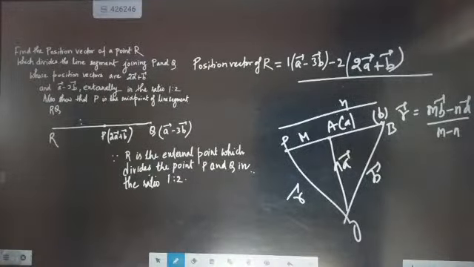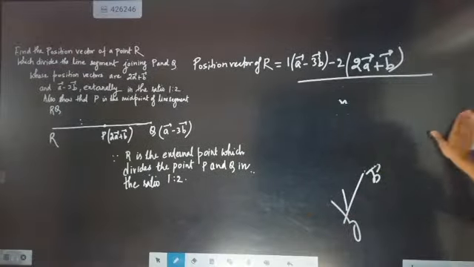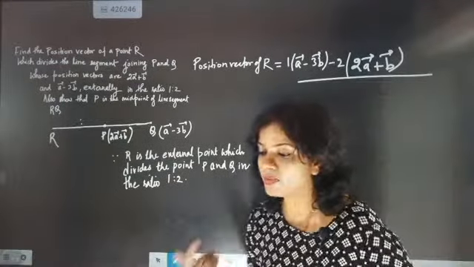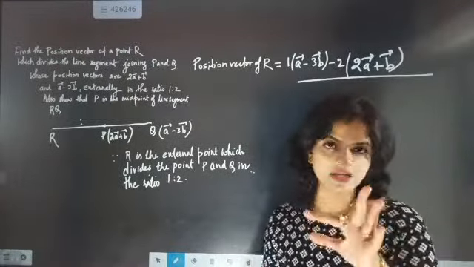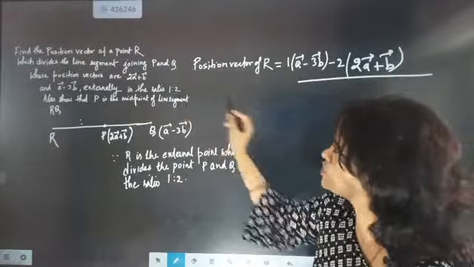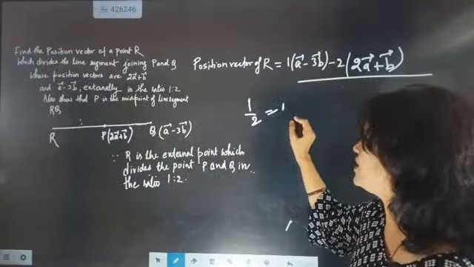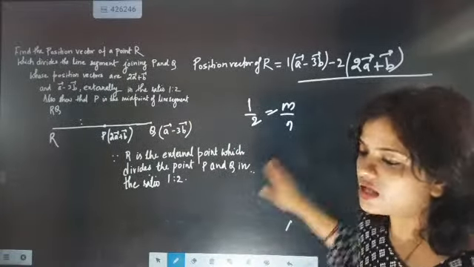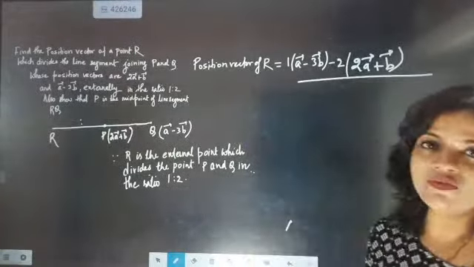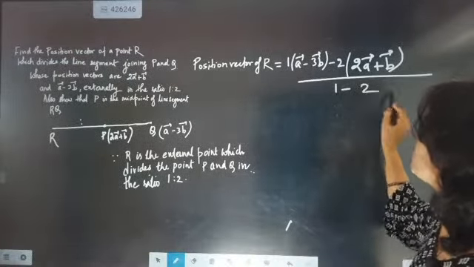So when we are finding for external, here also we are doing the same thing. R is the point which is dividing P and Q externally. So M minus N will be coming. So M is what? 1:2. We know the ratio is coming as M by N. So here M will become 1 and N will become 2. So down it will become 1 minus 2.